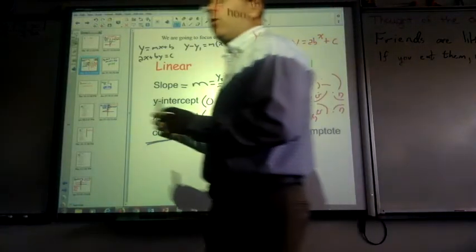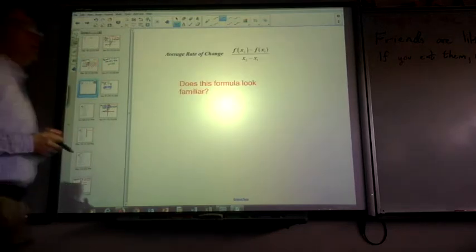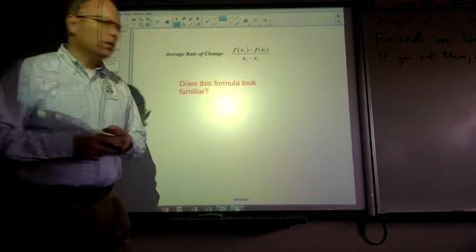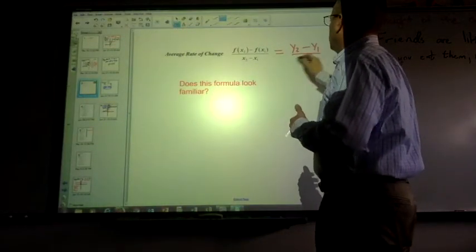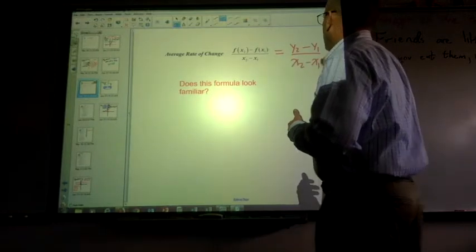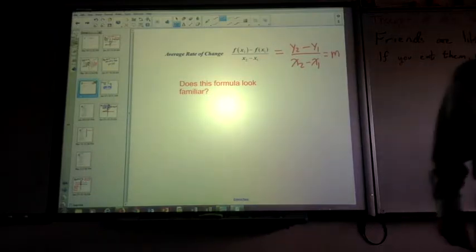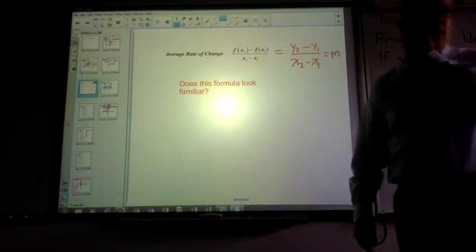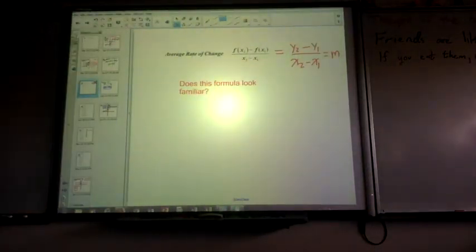All right, let me move forward. Average rate of change. Hey, f of x is the same thing as y. So this is the same thing as y2 minus y1 over x2 minus x1, which is the slope equation. So average rate of change and slope mean the same thing. That's something you'll see on ACT and SAT stuff. Hey, what's the average rate of change between these 2 points? You're like, find the slope. That's all it is. Why don't you just say that? Because we like to confuse you.